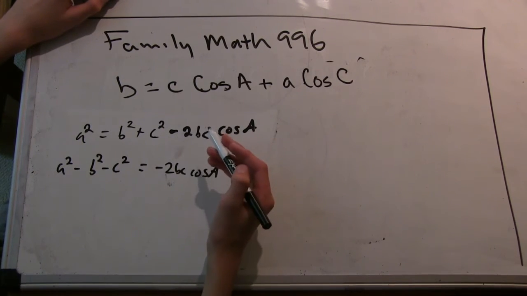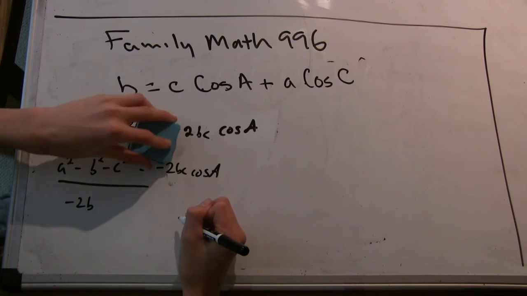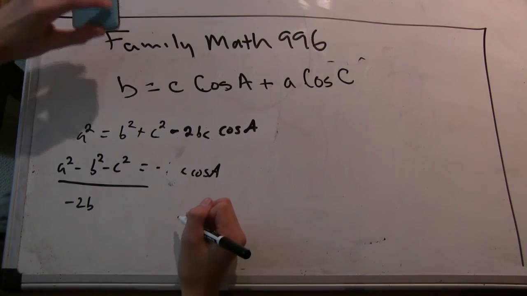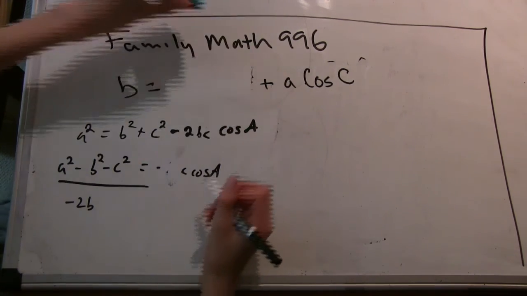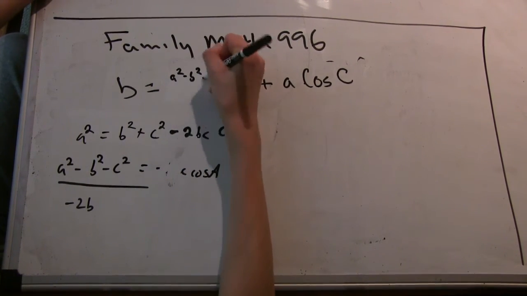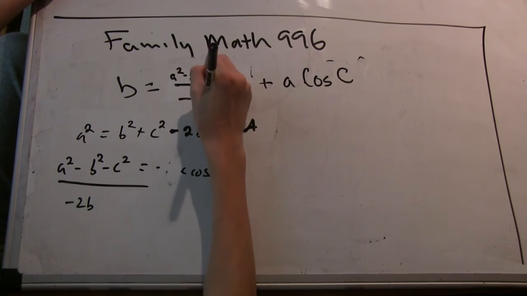Okay, that's a good idea. So we divide by negative 2b to get c cosine A. All right. So this whole thing becomes a squared minus b squared minus c squared over negative 2b.